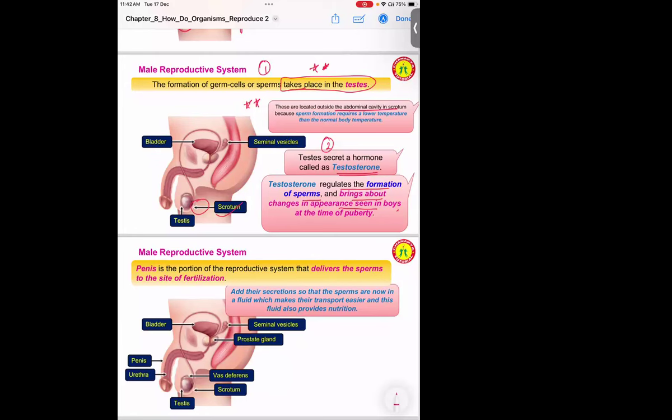Now, why are they located outside? Because sperm formation requires a lower temperature than the normal body temperature. Very, very important question. If in the board examination they ask why it is located outside, the answer should be very clear: sperm formation requires a lower temperature than the normal body temperature, and hence the testes are kept in a bag called the scrotum outside the abdominal cavity.